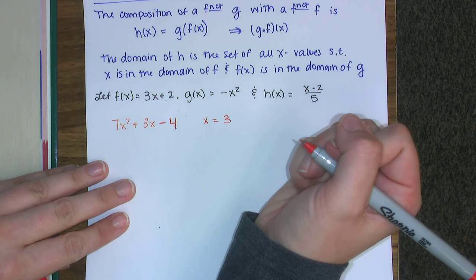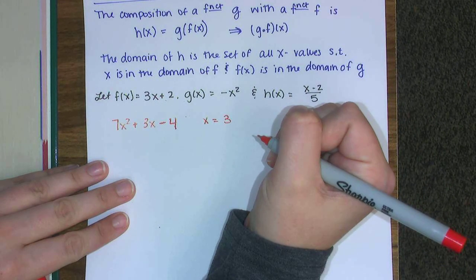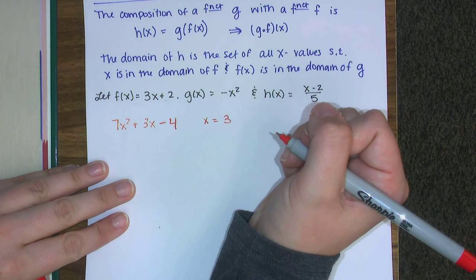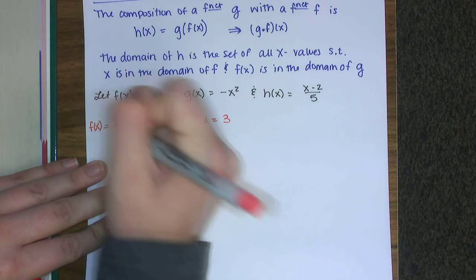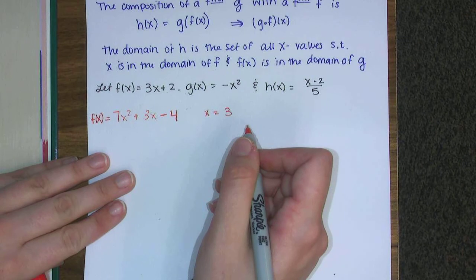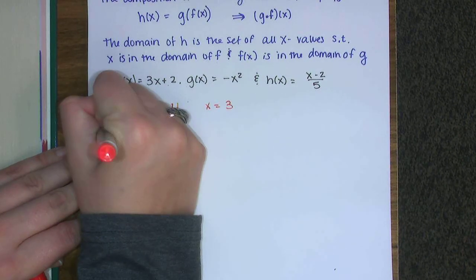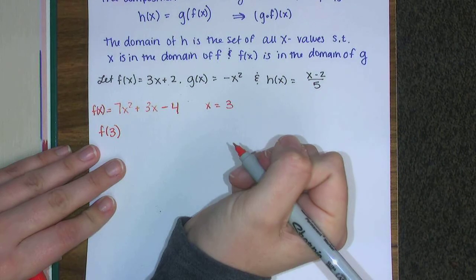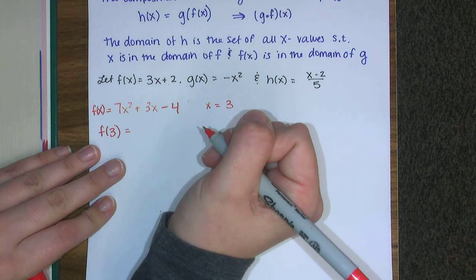So when we did this, what we would have actually had written was f of x is equal to this whole function here, and then we were told that x is equal to 3. The way we should have written it is f of 3, that means we're plugging 3 in for x, is equal to, so now anywhere I see x, I put a 3. So 7 times 3 squared plus 3 times 3 minus 4. And then that would have been, let's see, 9 times 7 is 63.